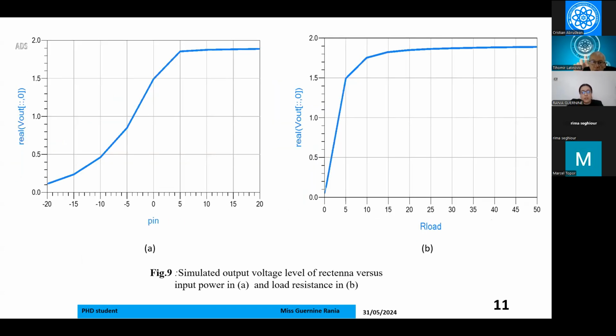Also, the simulated output voltage level of the Rectenna versus input power and load resistance is represented in this slide. It is observed that the DC voltage increases with the increase of the input power as well as the increase of the load resistance. An optimum output voltage of 1.5 volts is achieved for a load resistance of 5 kilo ohm and an input power equal to 0 dBm.